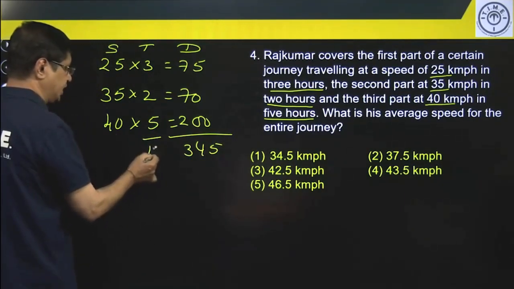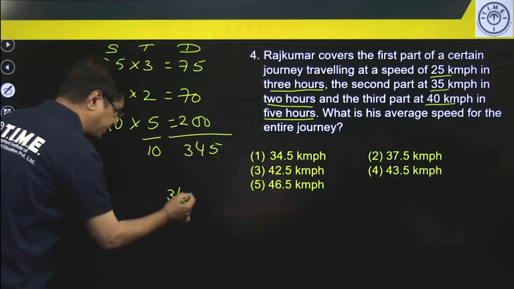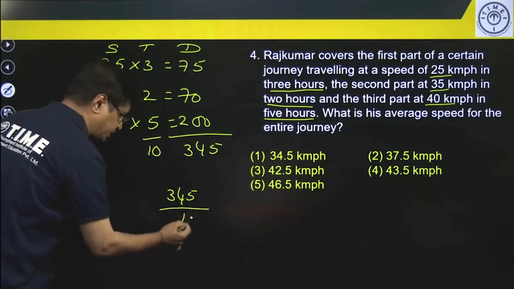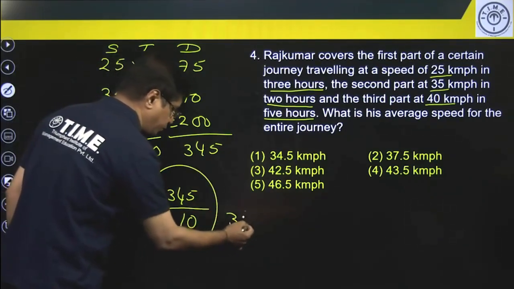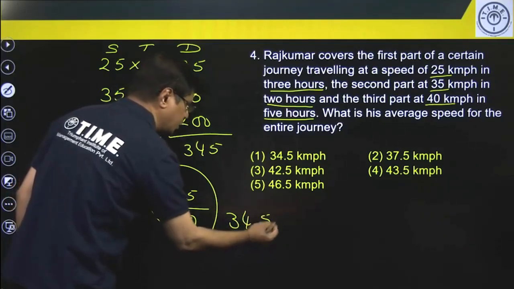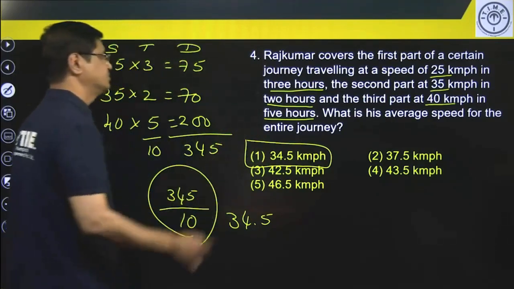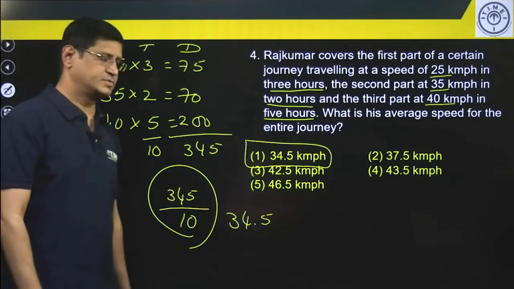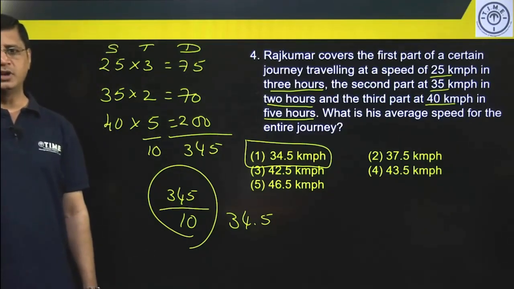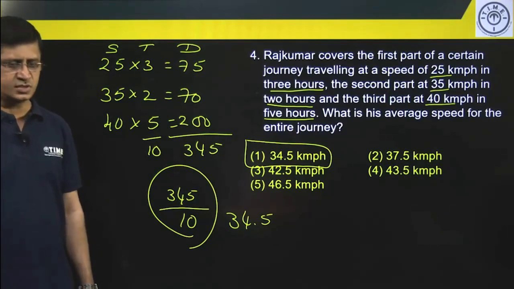What about the total time? 10 hours. The total distance is 345 and the total time is 10 hours. Solving this, we get 34.5 km per hour. The answer for this question, choice 1. First option is the right answer. 34.5 km per hour. Now, next example on your screen.